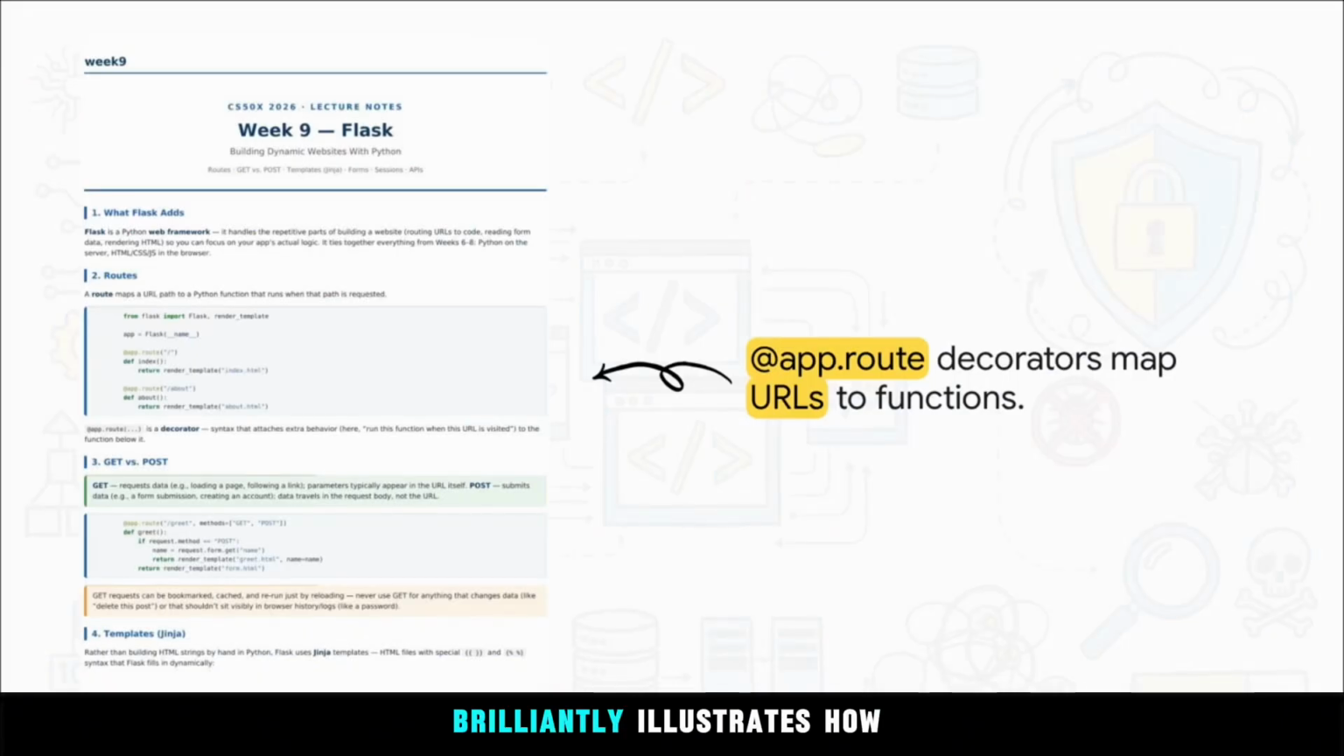And this brilliantly illustrates how we map out our web logic using decorators. See that @app.route syntax sitting directly above the Python function? It simply tells the server, hey, whenever a user visits this specific URL path in their browser, run this exact block of Python code and return the result. It takes the incredibly complex task of routing a massive website and makes it beautifully simple and incredibly logical.